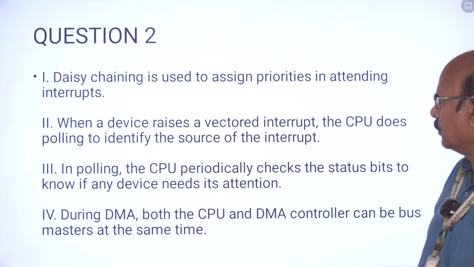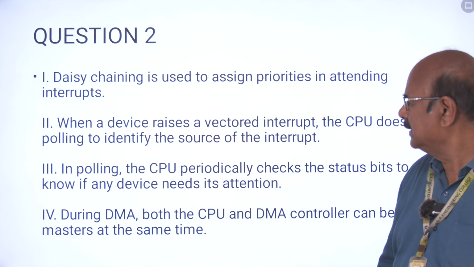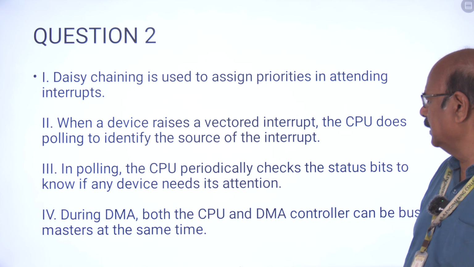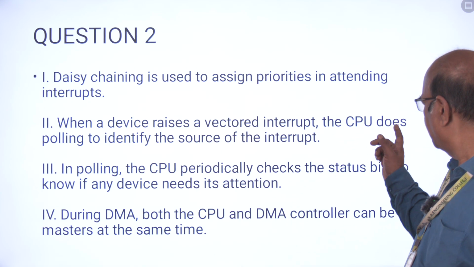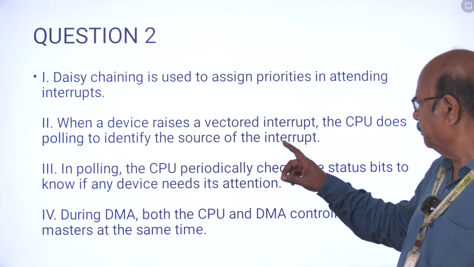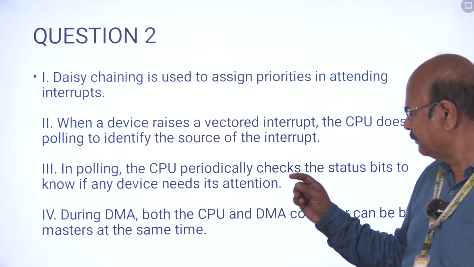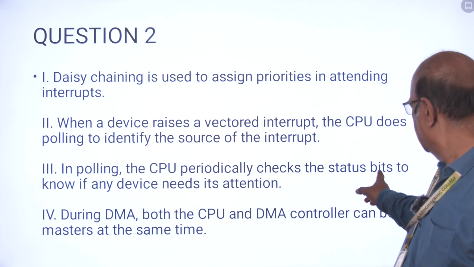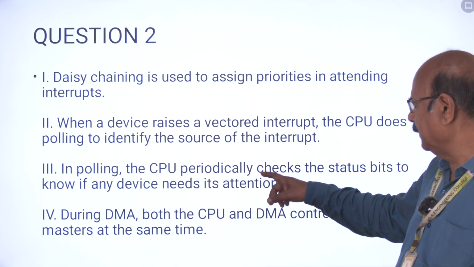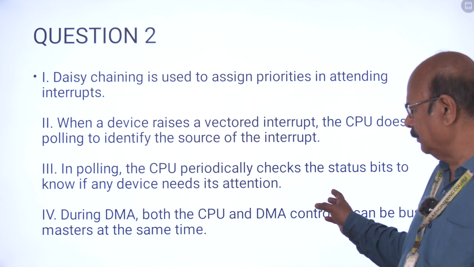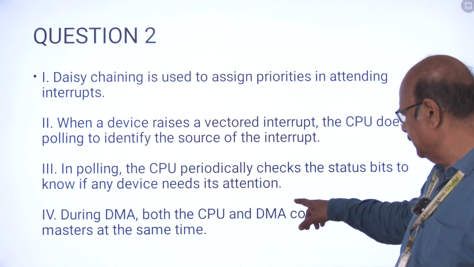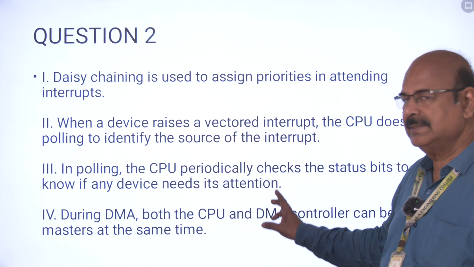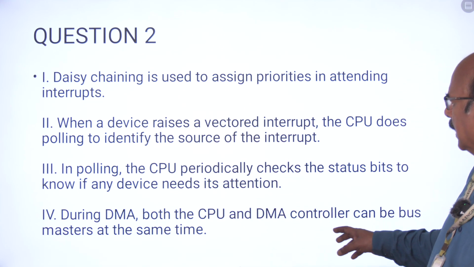Next, question 2 is about daisy chaining. Statement 1: Daisy chaining is used to assign priorities in attending interrupts. Statement 2: When a device raises a vectored interrupt, the CPU does polling to identify the source of the interrupt. Statement 3: In polling, the CPU periodically checks the status bits to know if any device needs its attention. Statement 4: During DMA, both the CPU and the DMA controller can be bus masters at the same time.